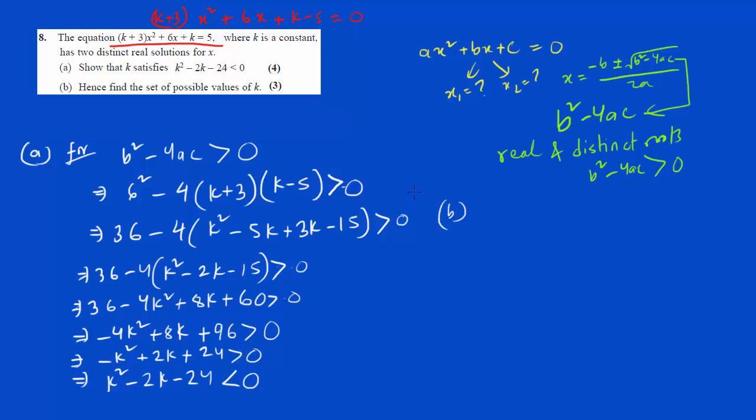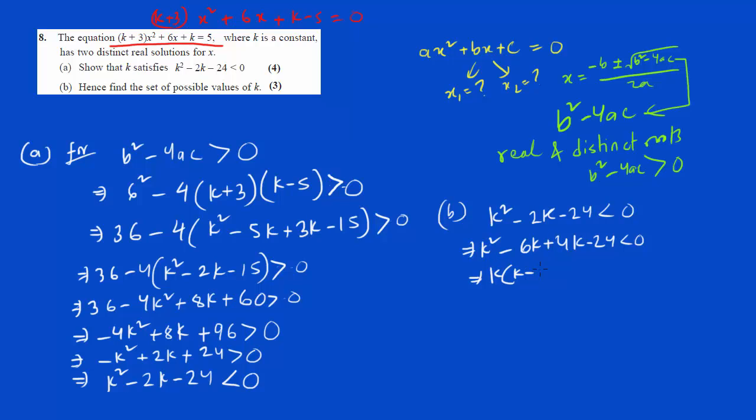Question number B. Now we have to solve this inequality and find the set of possible values of k. To solve a quadratic inequality, first of all, we have to factorize it. So let's factorize this. For k squared minus 24, 6 fours are 24. So minus 6k plus 4k minus 24 less than 0. That means 4 minus 6 is minus 2.